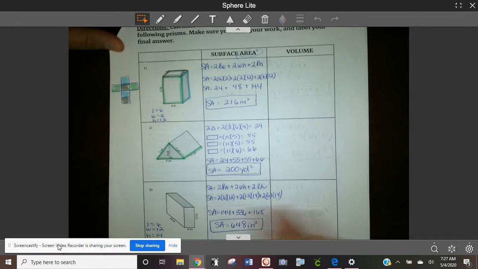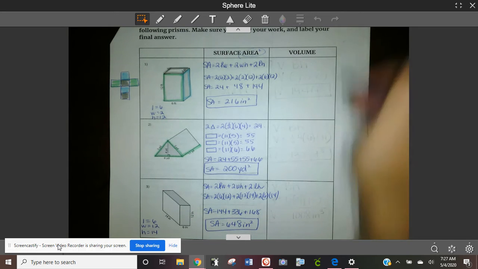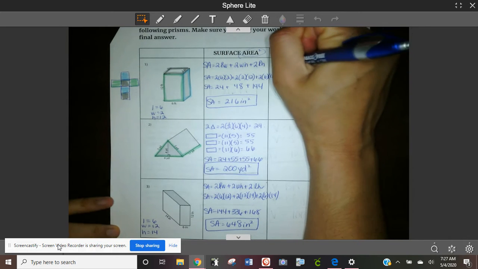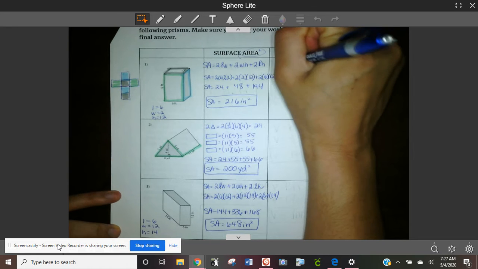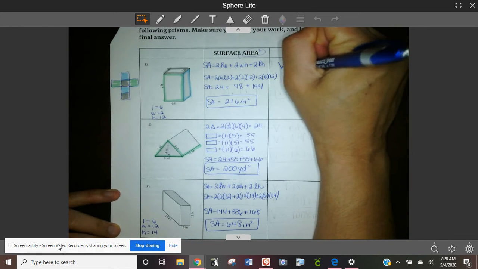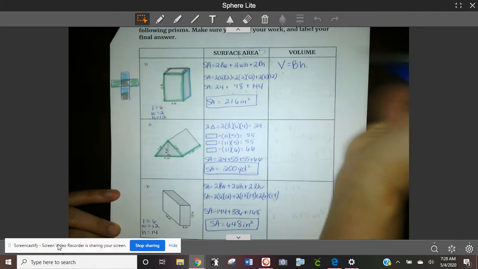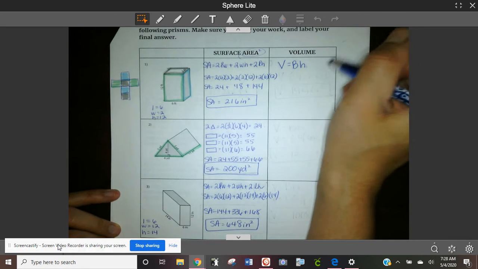Now our examples today are going to be exactly the same questions that we did last week, but now we're just going to find the volume and now we can compare. First we're going to write our formula. Again, there's a capital B times a little h. Capital B is the area of the base.